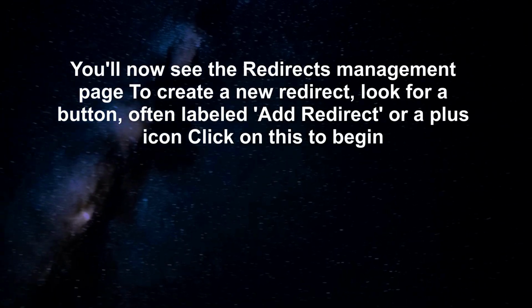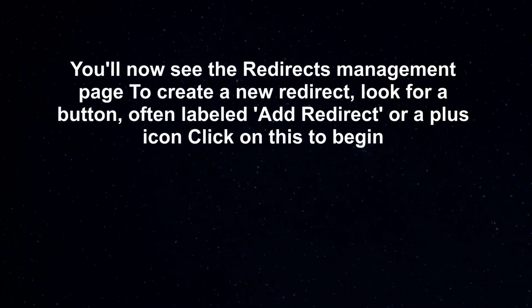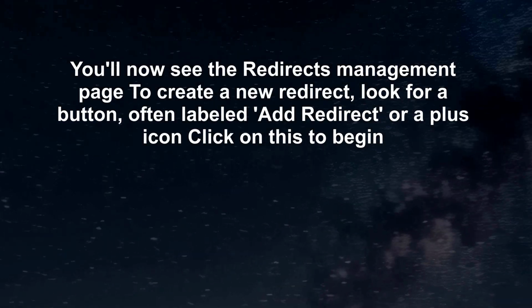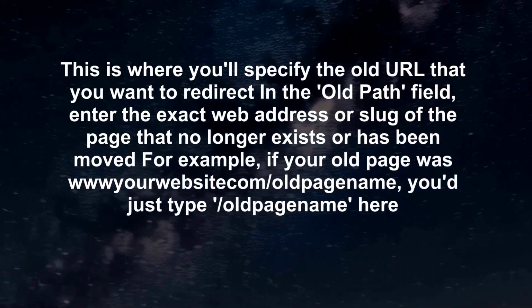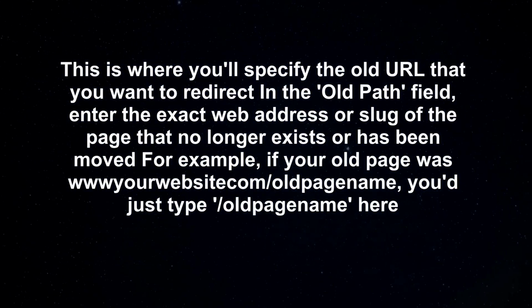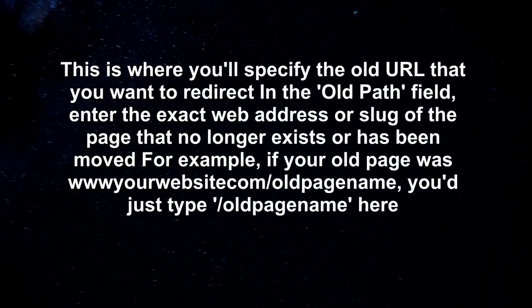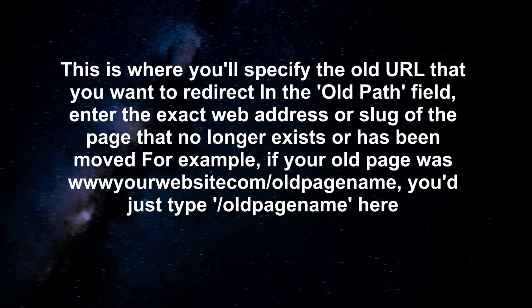To create a new redirect, look for a button, often labeled Add Redirect, or a plus icon. Click on this to begin. This is where you'll specify the old URL that you want to redirect in the old path field. Enter the exact web address or slug of the page that no longer exists or has been moved.